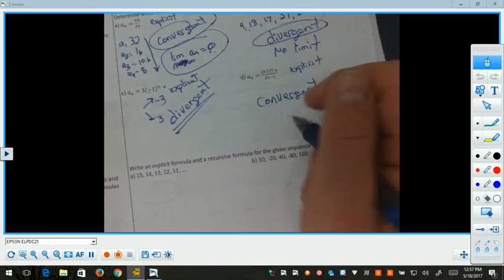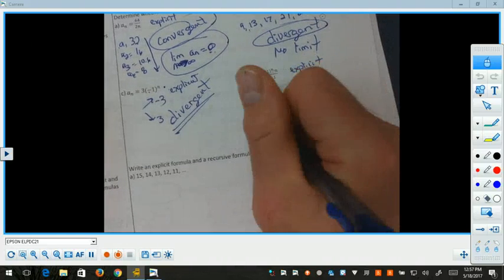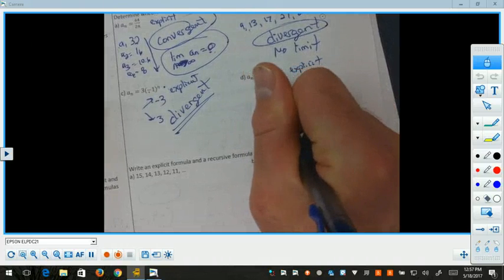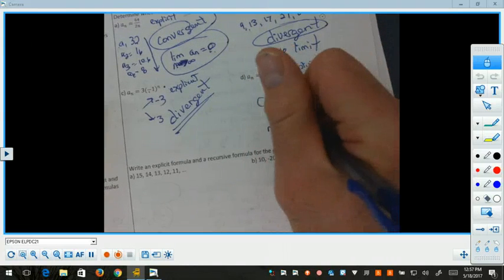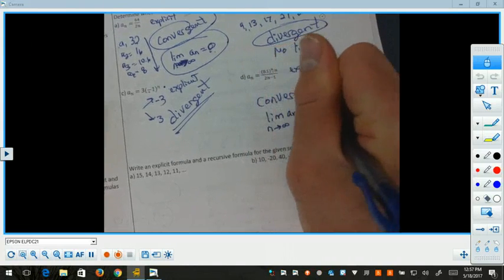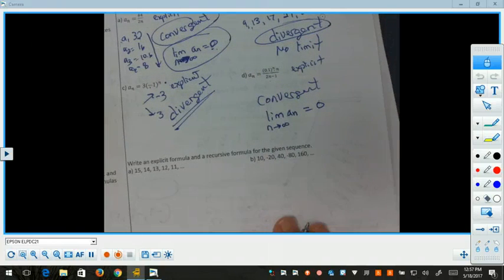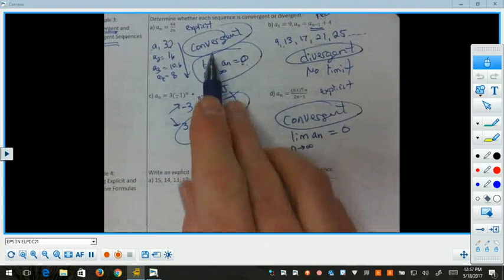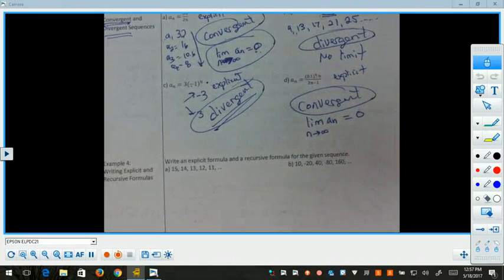And if we were writing limit notation, which you'll be doing a lot in calculus, the limit as n approaches positive infinity of a sub n is 0. That the numbers get closer and closer to 0. For right now, though, they just wanted you to state whether they're convergent or divergent.